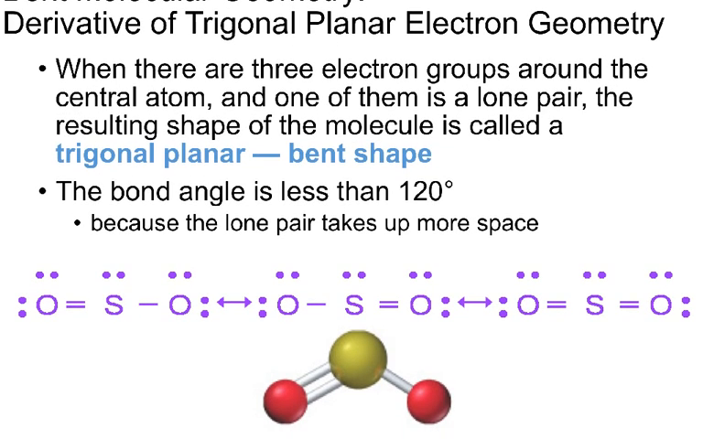Okay, so linear always has 2 atoms bound. When we get to trigonal planar, if there are 2 atoms and 1 lone pair, we get the molecular geometry of trigonal planar bent. That bent angle is less than 120 degrees because that lone pair takes up extra space. So our example here of sulfur dioxide, the angle here is less than 120 degrees because that lone pair takes up extra space.